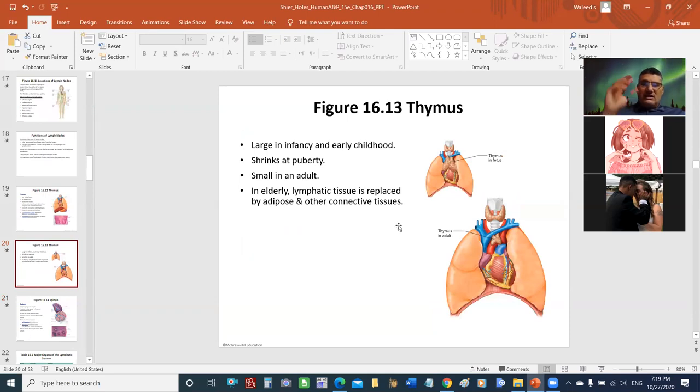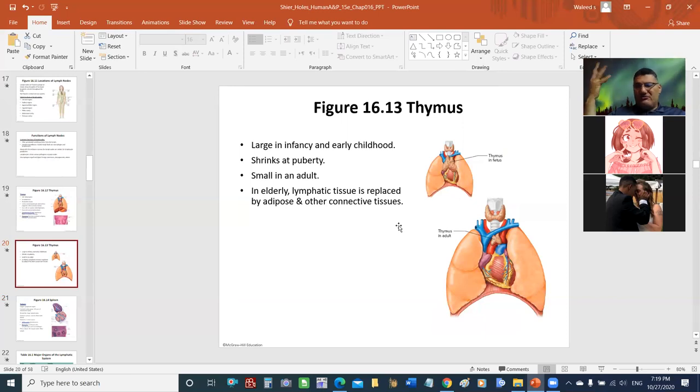The thymus is the largest after birth, and then the size literally goes down as you advance in age. So the largest is after birth, infancy, and early childhood. When you grow up, child, it will become less. Adolescent, less. Young adult, less. Adult, less. Old person, less. Until the elderly, like 70s or 80s, it's gone.